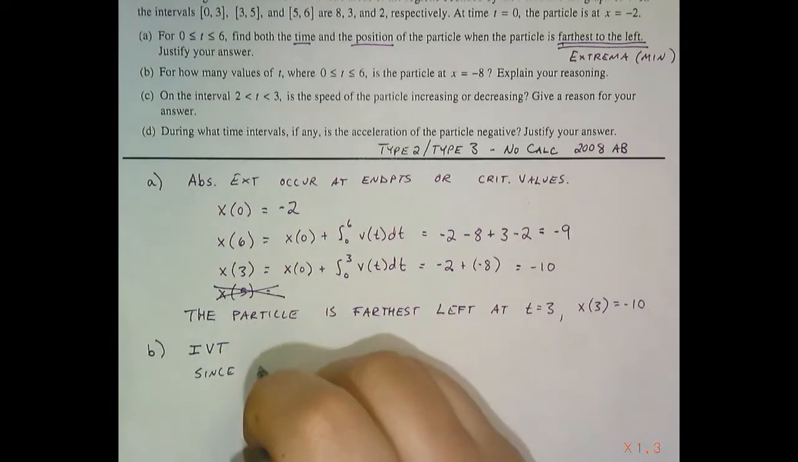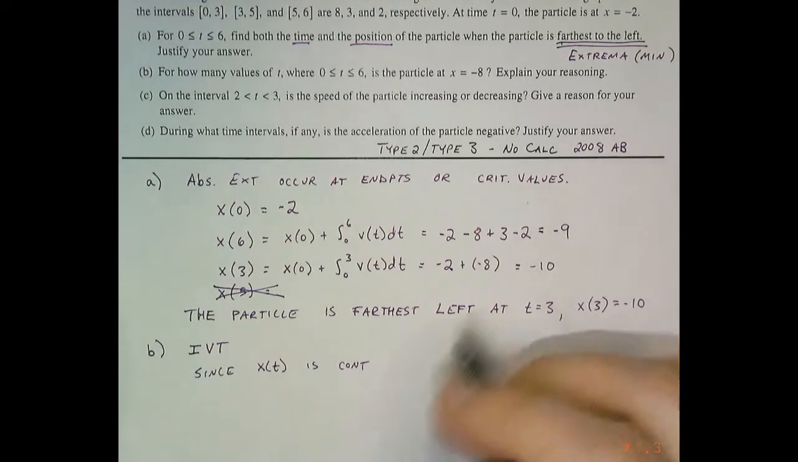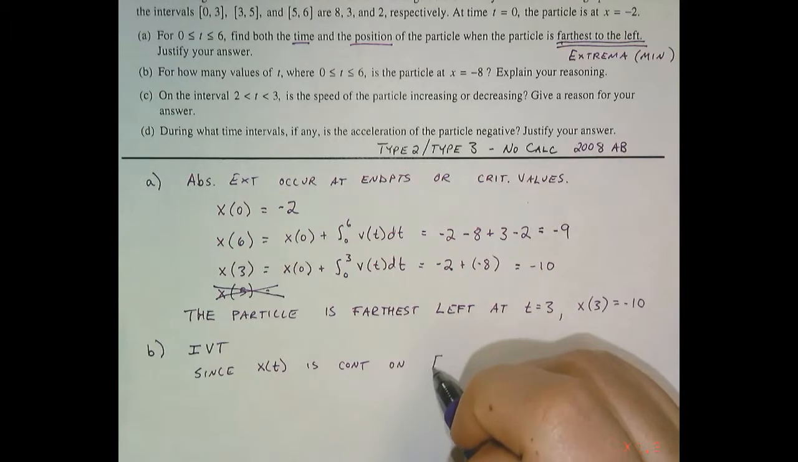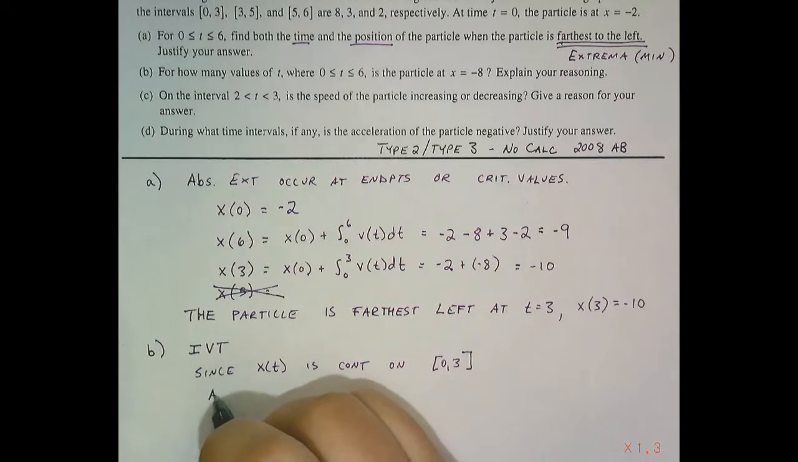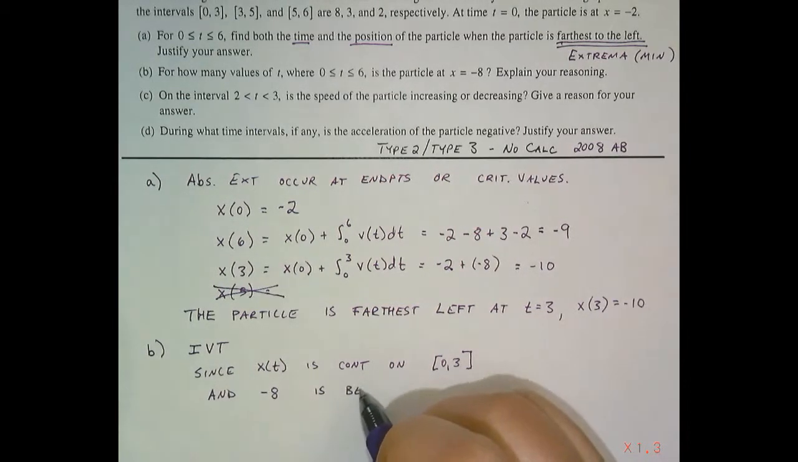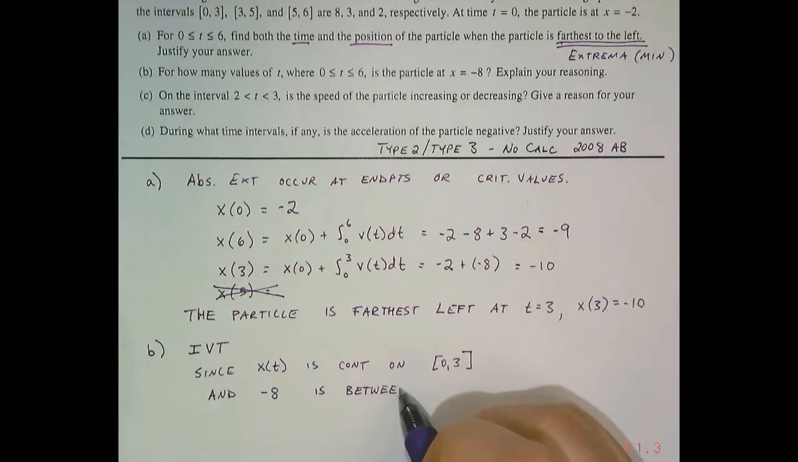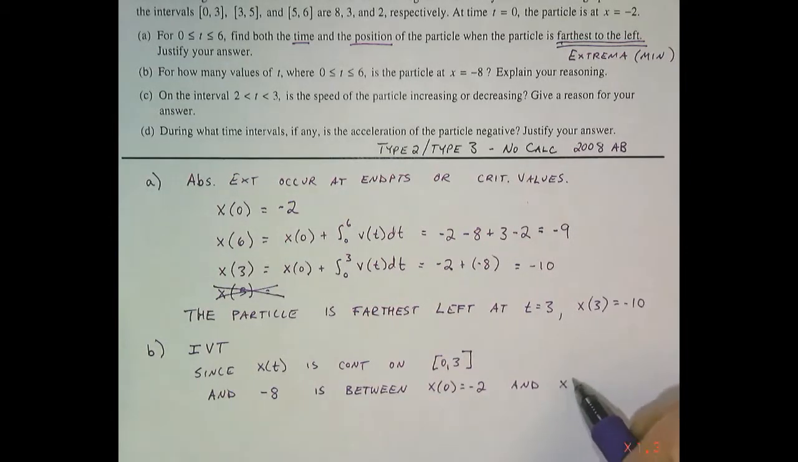So let's write this down. Since x of t is continuous on 0 to 3 and negative 8 is between x of 0 and x of 3, there's one occurrence there. We pass through once.